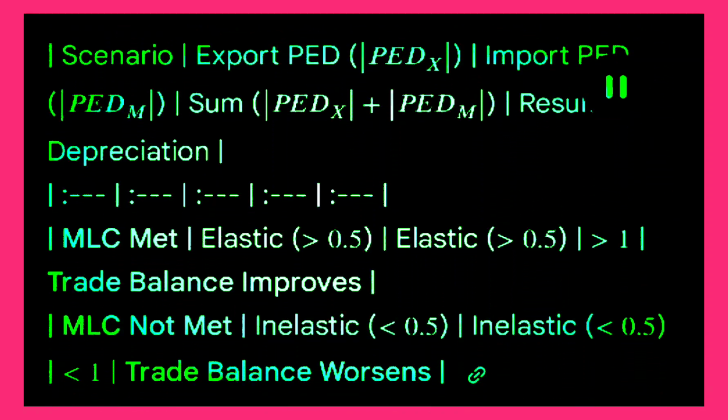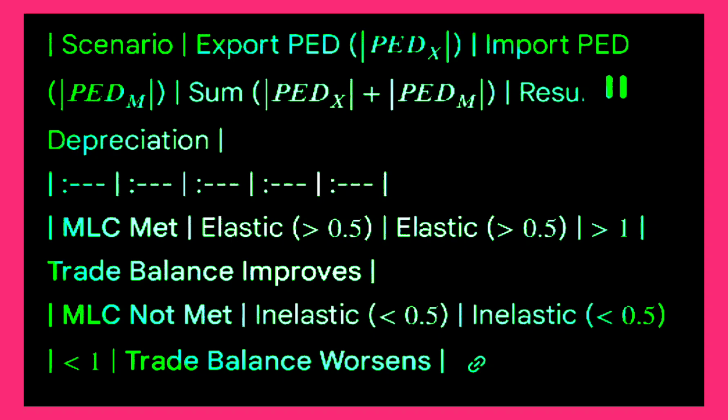Scenario: export PED (ε_x), import PED (ε_m), sum (ε_x) + (ε_m), result of depreciation. MLC met: elastic, sum greater than 1, trade balance improves. MLC not met: inelastic, sum less than 1, trade balance worsens. Suitable example.